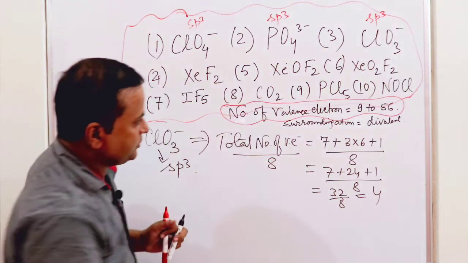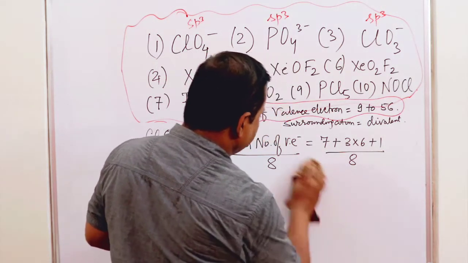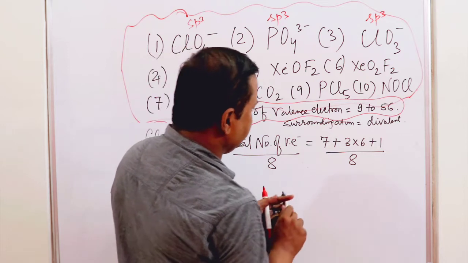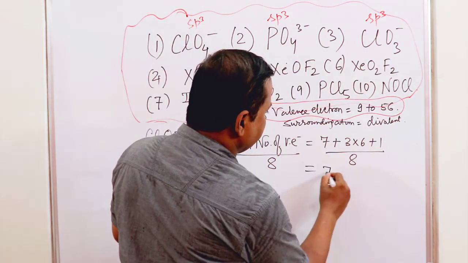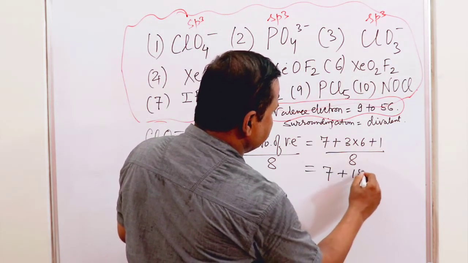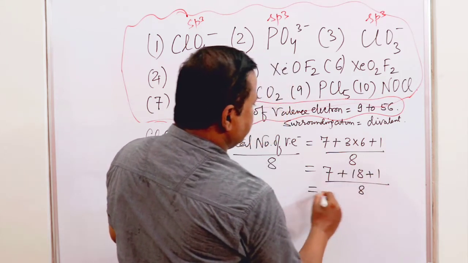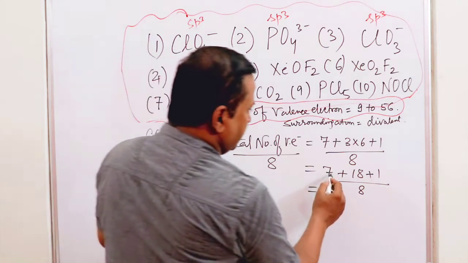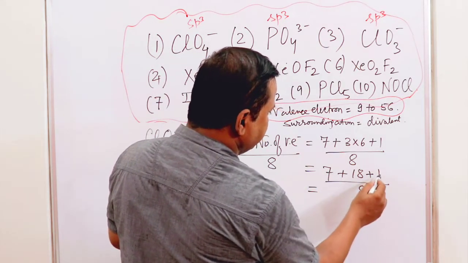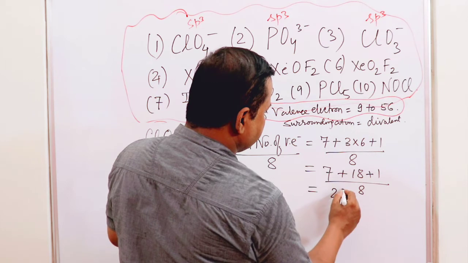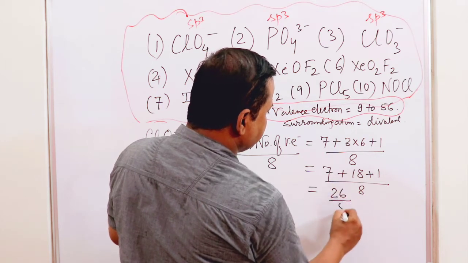Am I correct? Let me check. No, the calculation is wrong here. I'm sorry. See here, 7, 3, 6 are 18. I've written 24 plus 1 divided by 8. So 18 plus 1, 19 plus 7, 26 by 8.